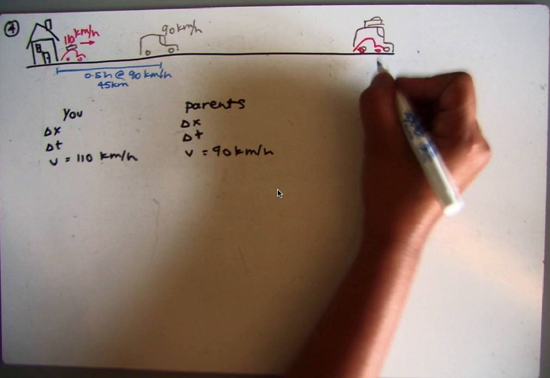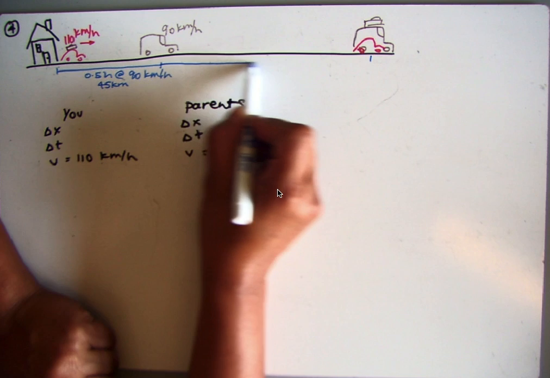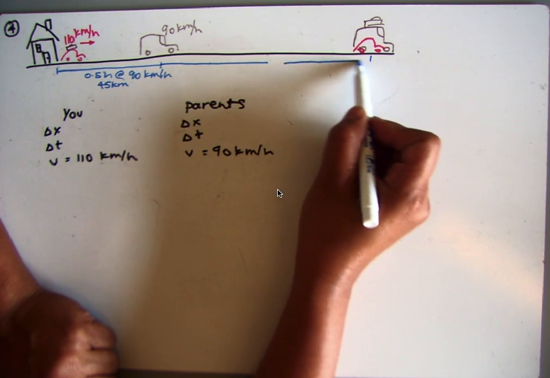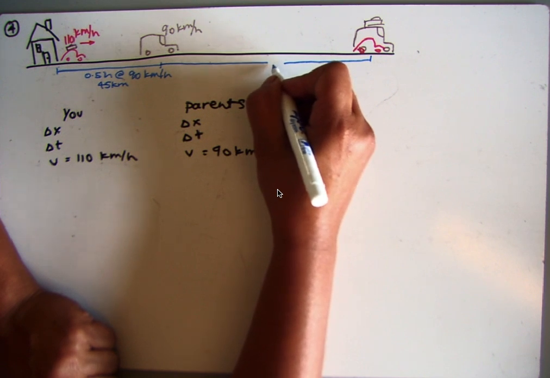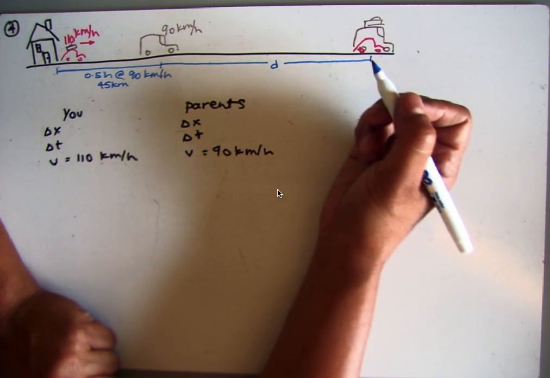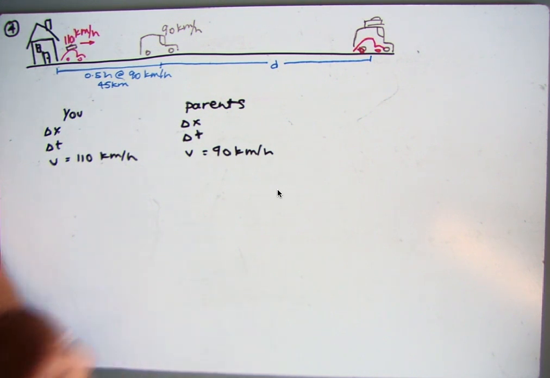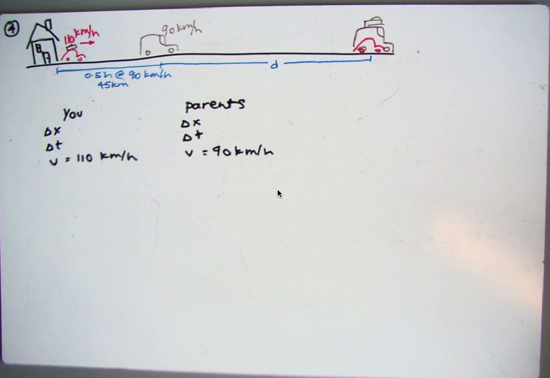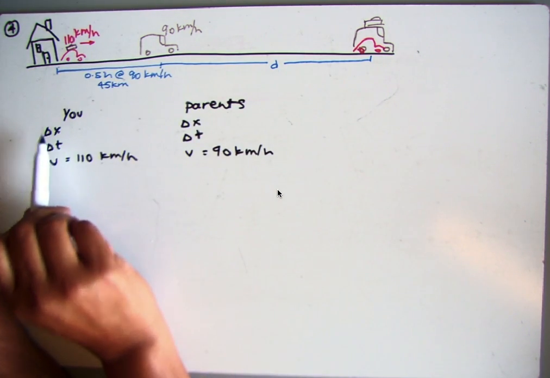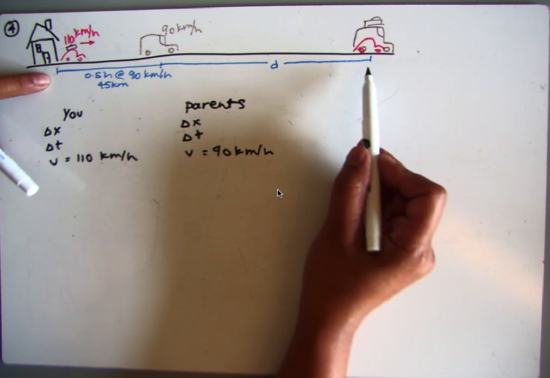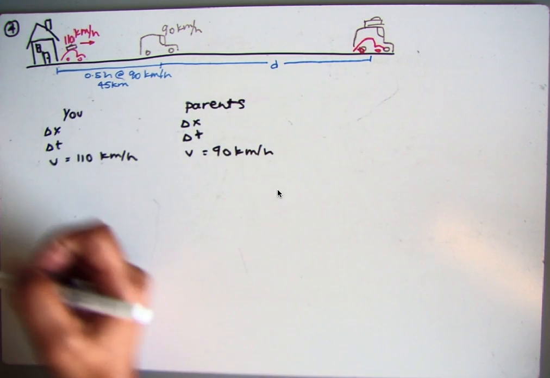The place you're going to meet them is up here somewhere, and we don't know this distance. This is not something we can just make up a number for, because that's actually what we're trying to find. That's one of the unknowns. So the best thing to do would be to give it a variable name. We can call it D, we can call it X, we can call it M for meeting up, whatever you want. The point is that's the unknown here. So how far do you have to drive to go from home to the meeting point? Well, you have to travel this 45 kilometers, and then you have to travel an additional D.